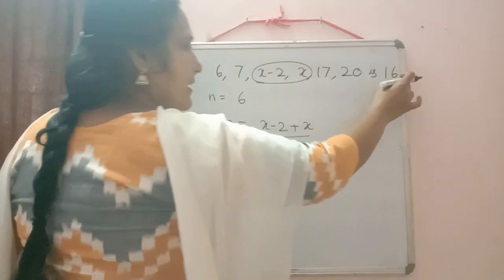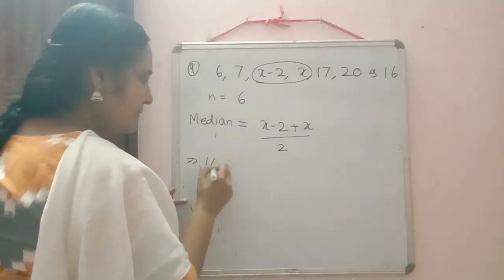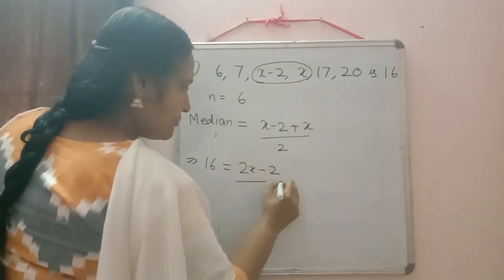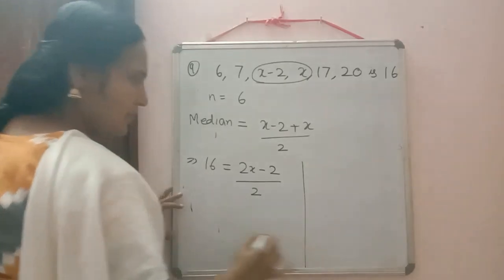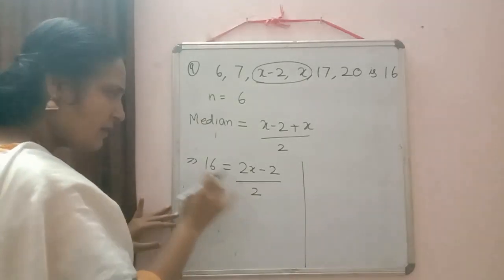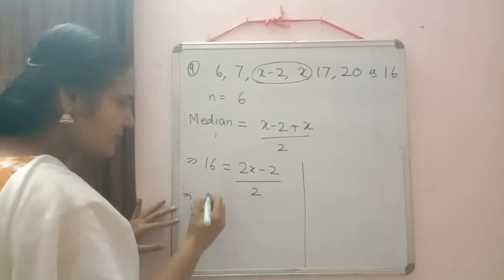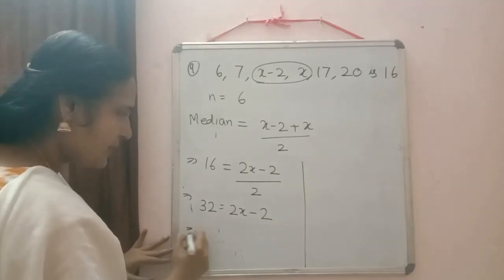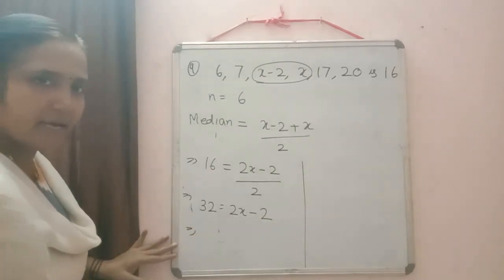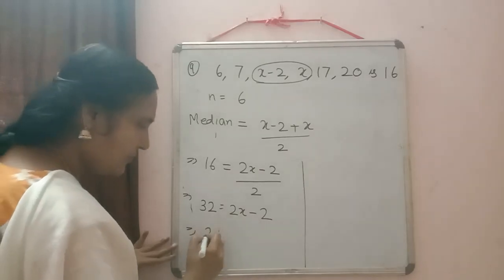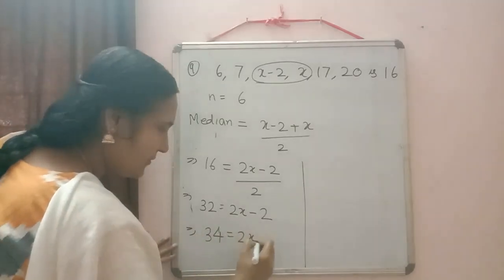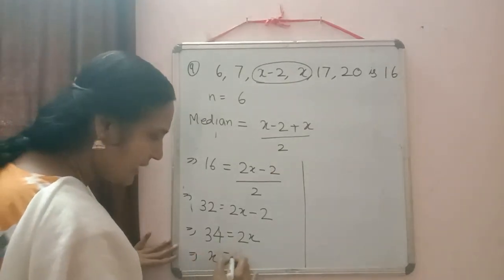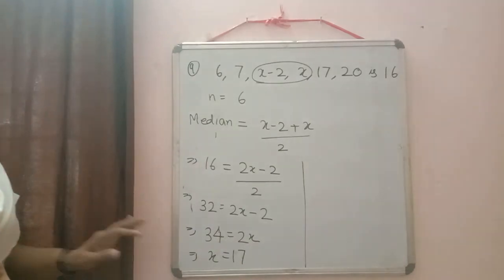But our median is given as 16. So we can substitute here: 16 is equal to (x plus x) which is (2x minus 2) by 2. From here you can use two methods. First one is cross multiplication. Then it will be 16 into 2, 32 is equal to 2x minus 2. Then minus 2 we can shift to the left hand side, so 32 plus 2, 34 is equal to 2x. Then 34 divided by 2 is 17. Then we get x is equal to 17.